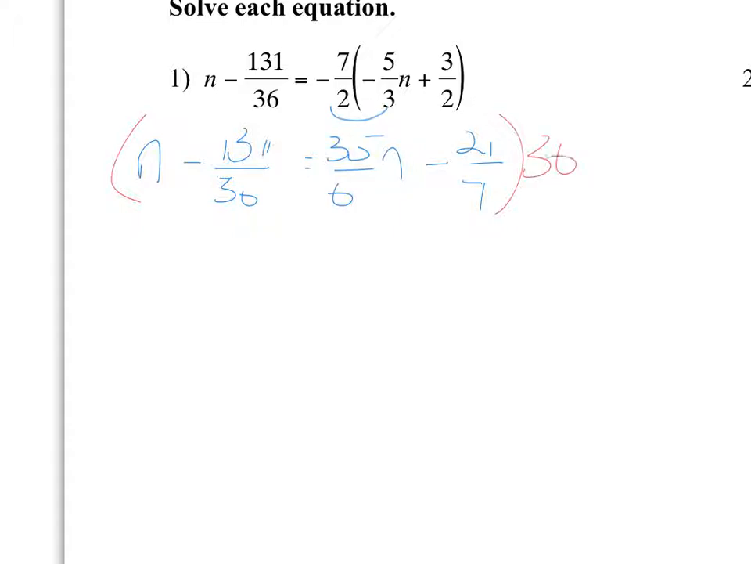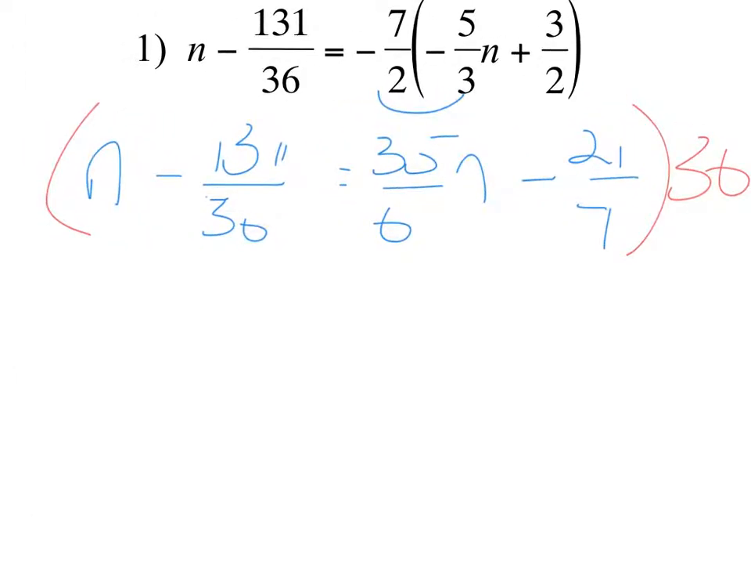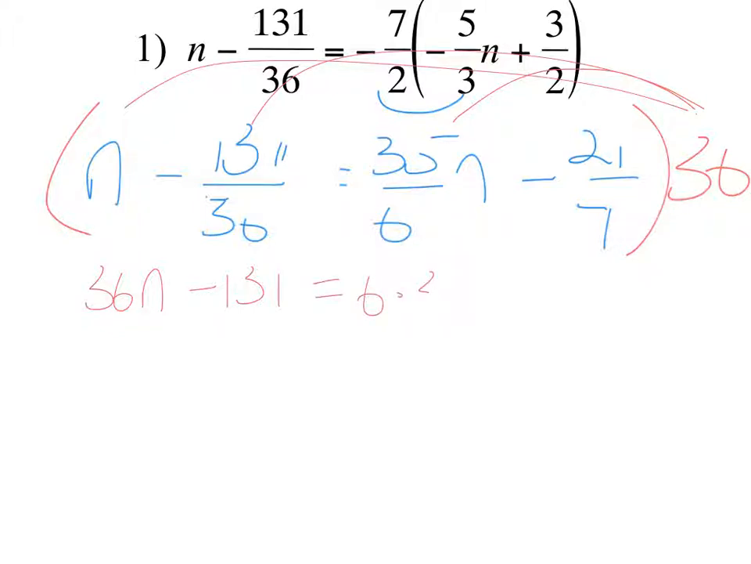36. And that's not a necessary thing for me to do, but that could be a helpful step in terms of making some sense of this. So we'd end up with 36n negative 131 times 36 over 36. Those cancel. I end up with negative 131. 36 times 35 over 6. The 6 would cancel with 36, and then we'd be left with 6 times 35n.